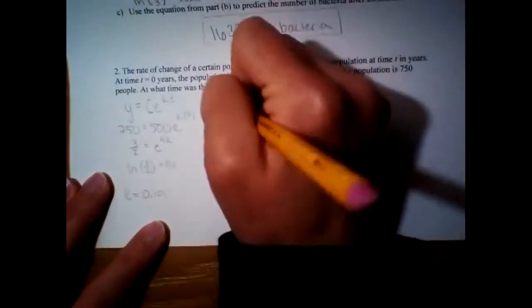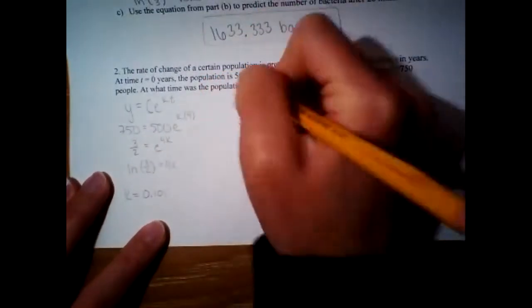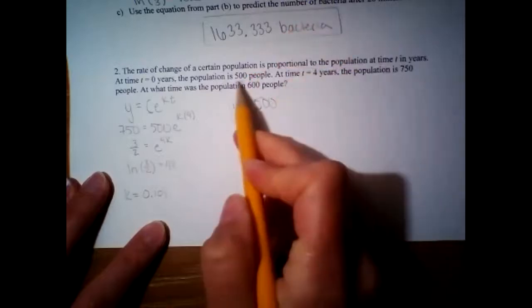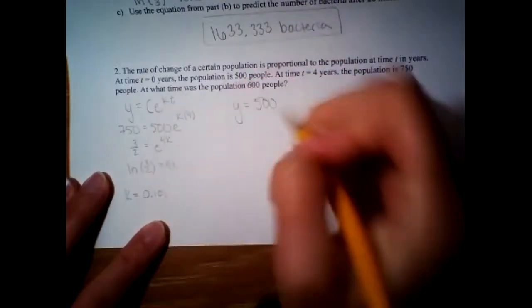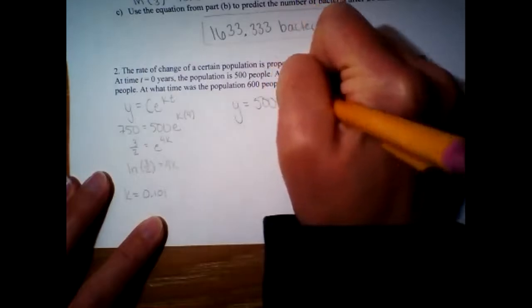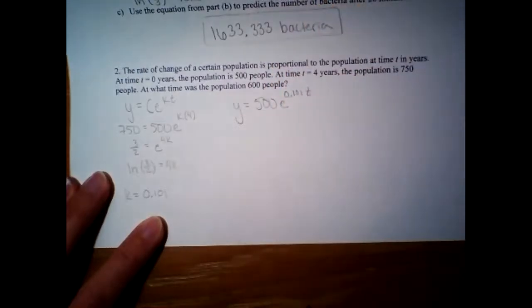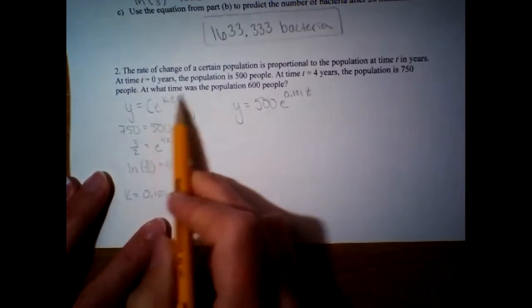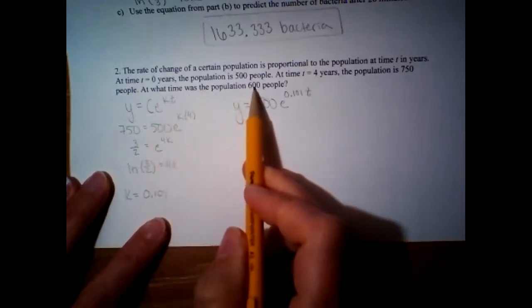And so our equation is y equals 500. Again, that was the initial amount of people, that's the C value, times e to the power 0.101t. So that is our equation. And it says, at what time was the population 600 people?